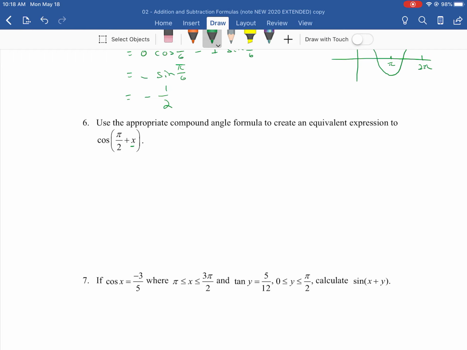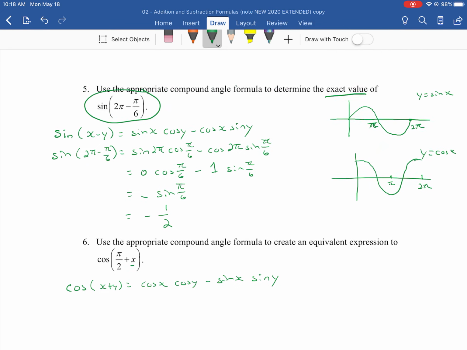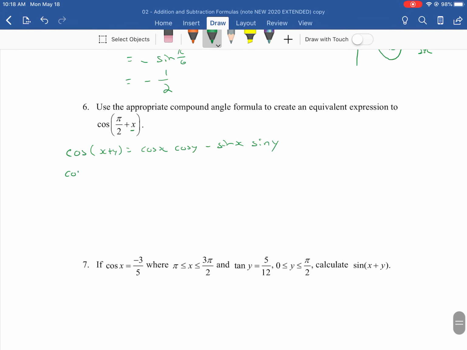But doing the exact same question using today's tools, what you get is something that is just very algebraic in nature. All you got to do is write down the compound addition formula for cosine, which is cos of x plus y equals cos x cos y minus sine x sine y, like that. Now, that's not what they wanted. They want cos of pi over 2 plus x. So I'm doing the exact same thing, except wherever I see x, I'm going to write pi over 2. So that's cos of pi over 2. And wherever I see y, I'm going to write an x.